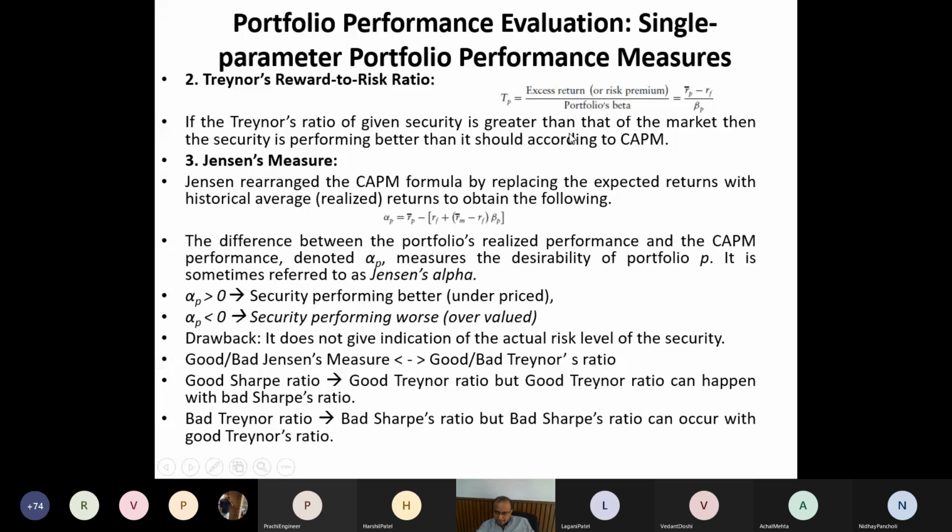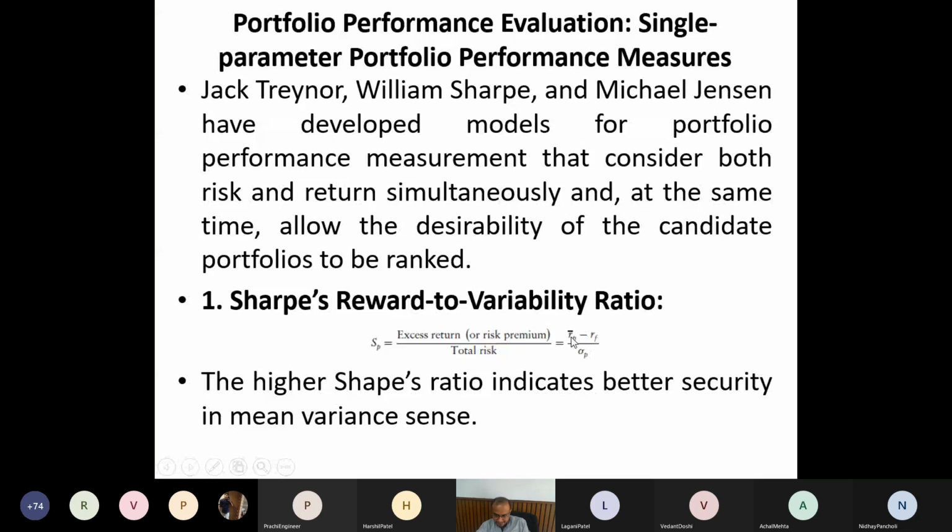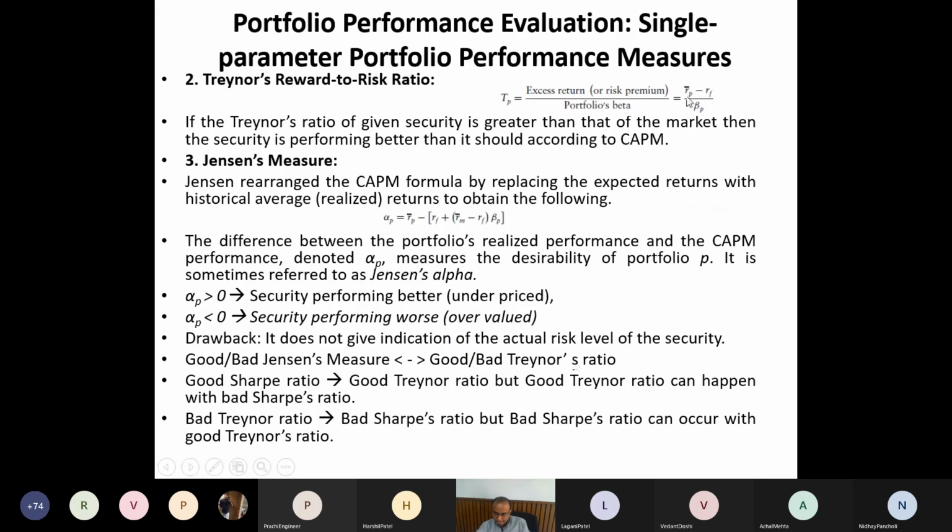So you can say a low beta portfolio gives you a higher Treynor's ratio, and that's why it will be better, right? If the Treynor's ratio of a given security is greater than that of the market, then the security is performing better according to CAPM, but it is relative. It should always be measured with respect to the market, because this beta p is related to the market, while Sharpe's ratio does not have any term related to the market risk or return. So that is the difference.